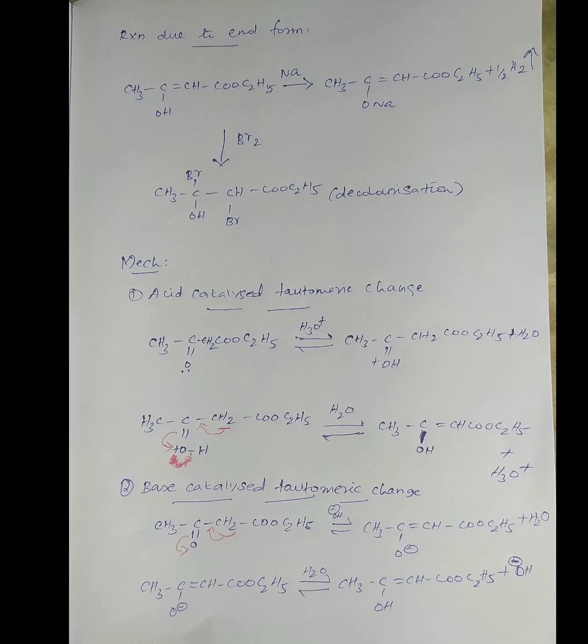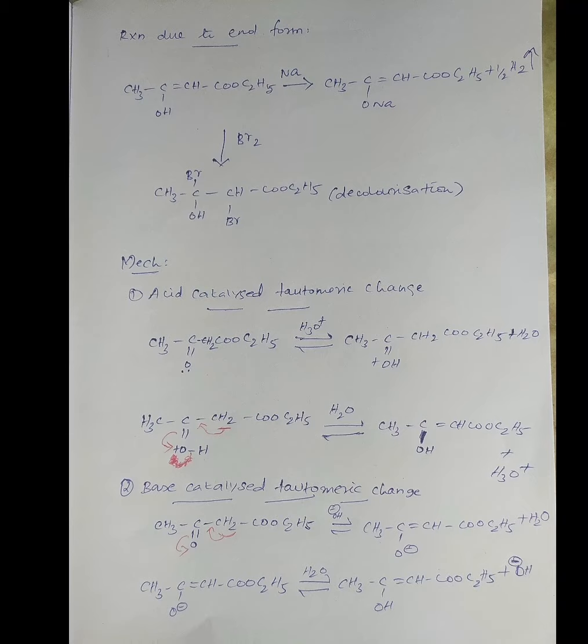So next, base catalyzed tautomeric change. The keto form of acetoacetic ester is in the presence of base. What is the role of base? It abstracts a hydrogen atom. So this OH minus takes the hydrogen, that is the proton, from CH2. So what is the product? CH3C double bond CHCOOC2H5, and the carbonyl oxygen gets negative charge, so it converts to C-O minus. The removed proton and base, that is OH minus, combine together to form water.